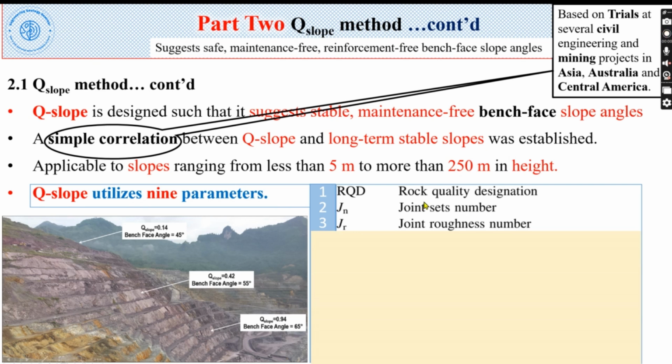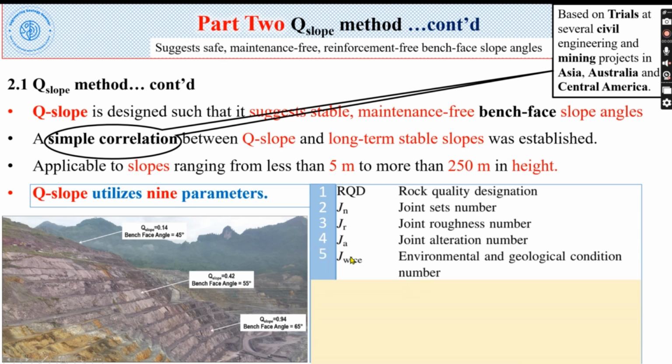excavated? So the site engineer will have the observation of the excavated surface, and he can determine RQD, joint set number, and joint roughness just from the observed apparent condition, ground mass condition. So I will explain this one also. The fourth parameter is known as joint alteration number, and how do we get this number also, I will explain this one. The fifth parameter is known as environmental and geological condition number, and how do we determine this also, I will explain this one.